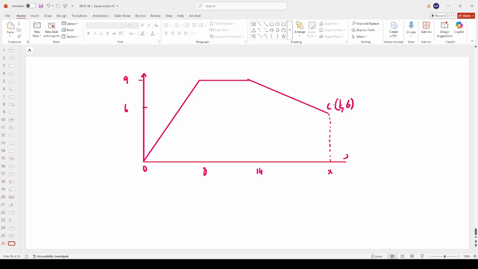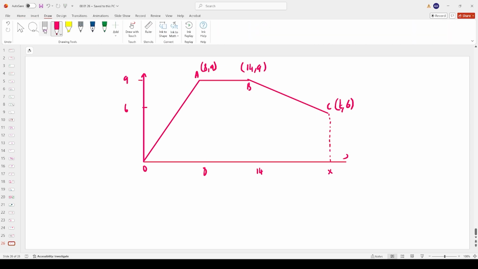T6, that's point C. 14, 9, that's point B. 8, 9, that's point A. No, I put X there. I just put that as a reference to myself. And then 0, 0, obviously. That's speed. And that's time. Time in seconds. That's supposed to link with that, by the way. And that's supposed to link with that.